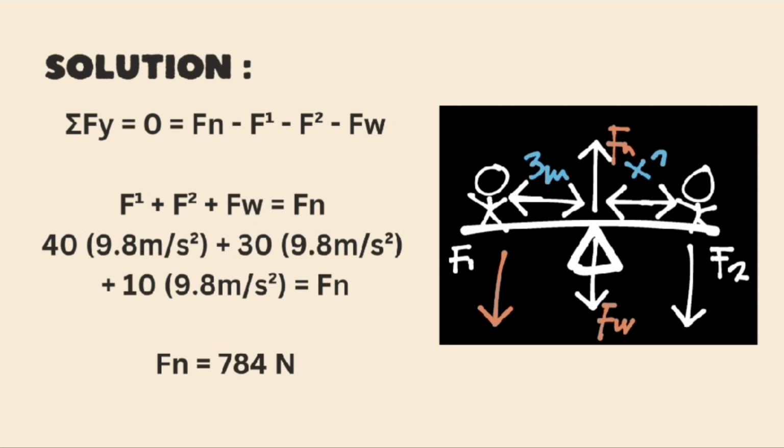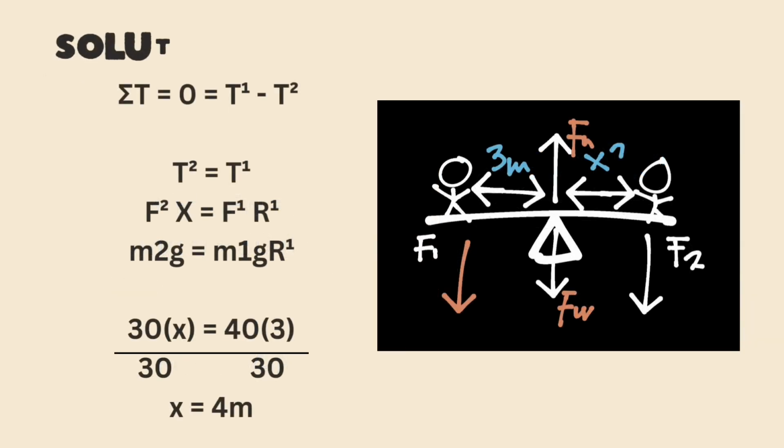Now that we have the normal force, let's calculate the location where the 30 kilogram child should sit. So now let's choose the center of rotation as the pivot point. Therefore, the normal force and weight force will not create a torque because they are equal to 0, so there will be two torques created.